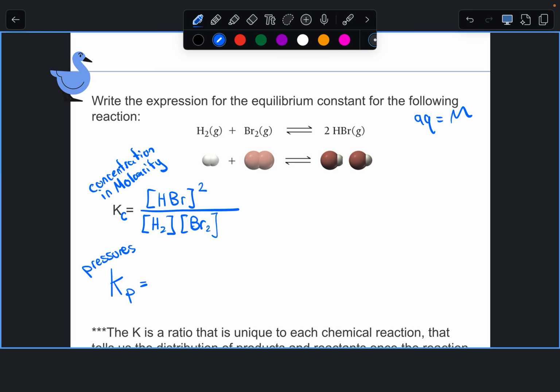Let's just make up a number. Let's pretend that it's 10, or a ratio of 10 to 1. So assuming I'm at equilibrium, I've already let things react, they've hit their balance point, I can plug in the concentrations and it should be equal to 10 over 1, or 10.